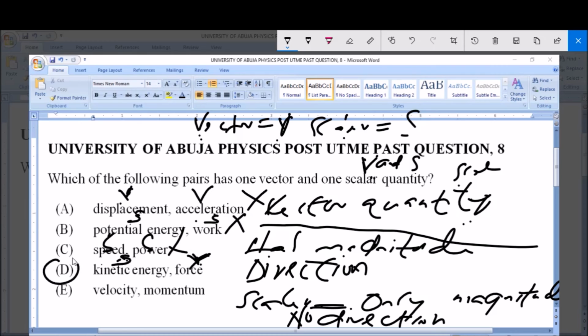Now let's look at option E. Velocity is a vector quantity and momentum is also a vector quantity, but kinetic energy is a scalar and force is a vector, and the question is asking us for the option that contains one vector and one scalar. That's option D. So the answer to this particular question is option D.